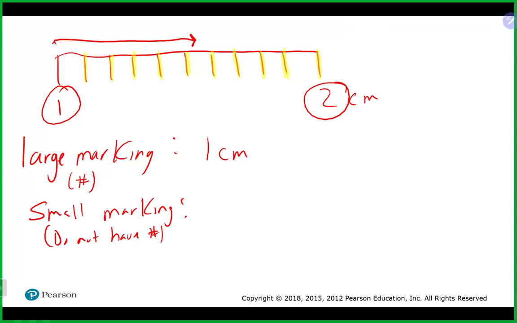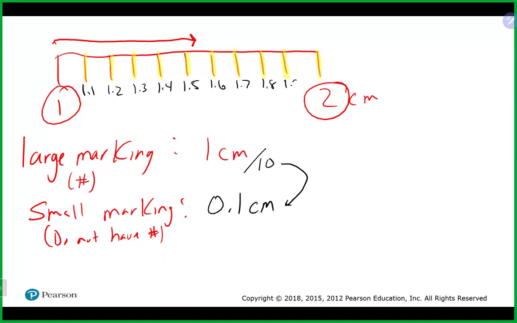Double jeopardy question is, what does each of the small markings represent in this case? Each of the small markings represents 0.1 centimeters. You could get that by simply taking my large marking and dividing it by how many small markings I have, right? That means that this first small marking, 1.1, yes, 1.2, 1.3, 1.4, 1.5, 1.6, 1.7, 1.8, 1.9, and 2. I drew enough lines. That's good. First off, any questions on it there?